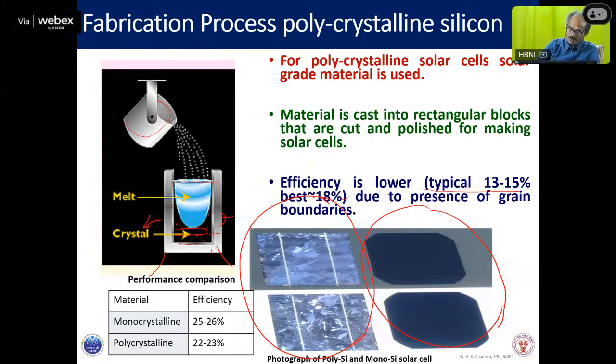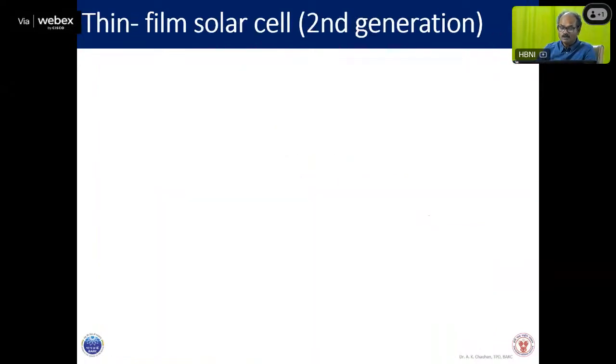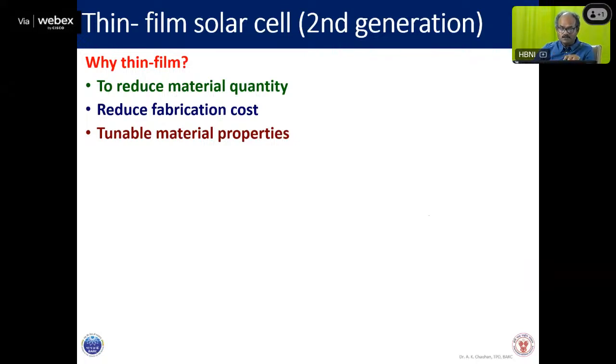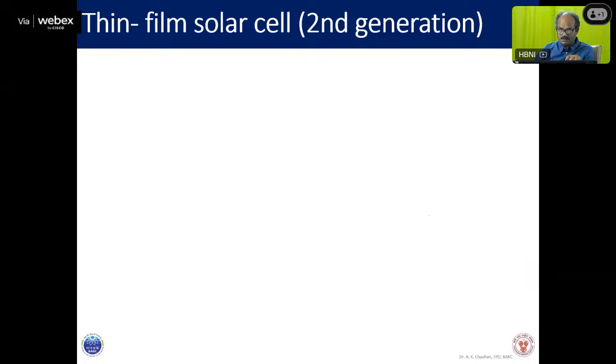If I make a performance comparison, for monocrystalline silicon we have nearly 25 to 26% efficiency. These are laboratory solar cells, not commercial. Commercial solar cells have an efficiency of nearly 18 to 20% for monocrystalline, and for polycrystalline it is typically 14% for commercial. However, in the laboratory, you can get up to 22 to 23%. This was as far as the first generation of solar cells is concerned.